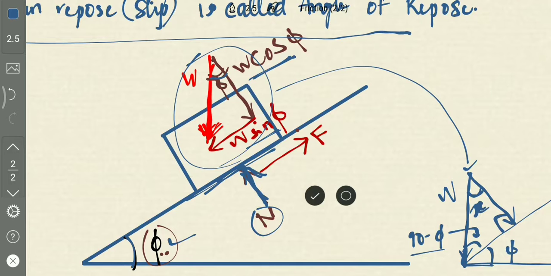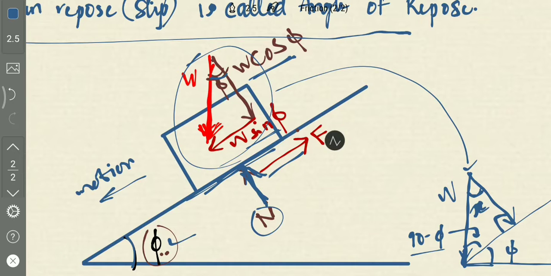At the angle of repose, the body just starts sliding down, which means motion is in this direction. Frictional force acts opposite to the motion of the body, and that's why frictional force is acting upward.